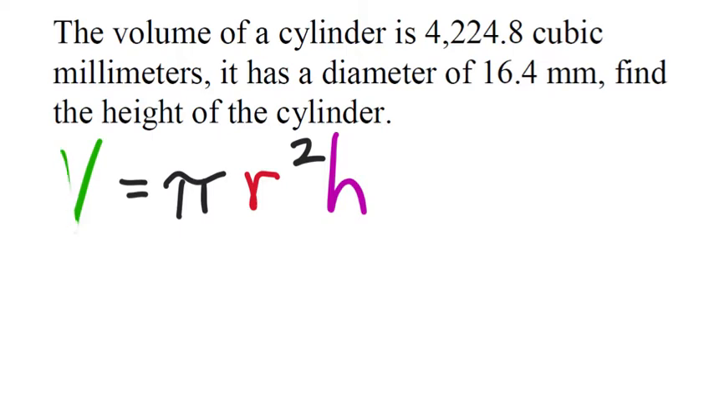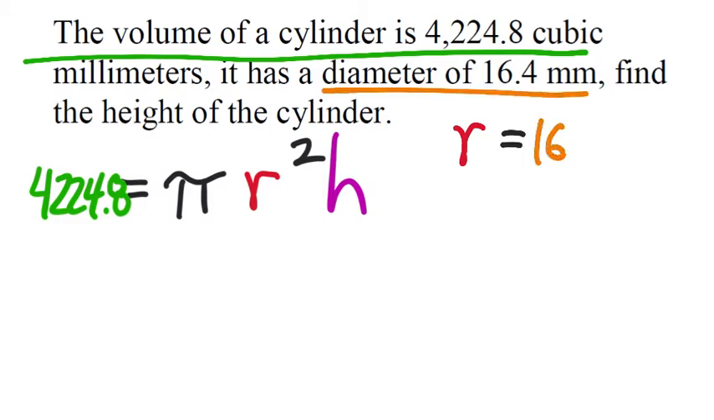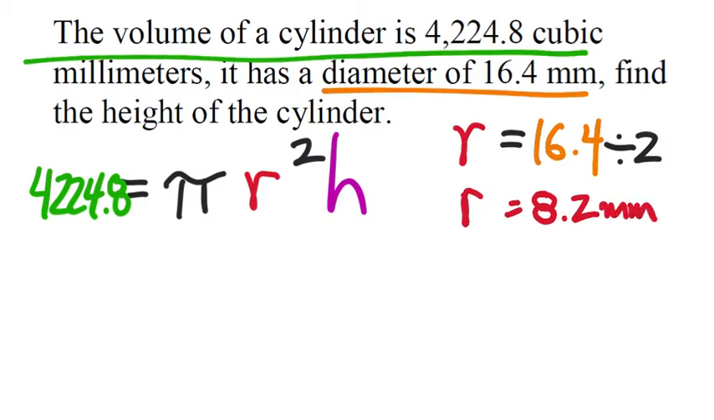Now, the volume was given, so I'm going to be replacing the V there with the volume that was given, the 4,224.8 cubic millimeters. They didn't give us the radius directly, though. So just remember that the radius is the same thing as taking the diameter here at 16.4, but you'd have to divide it by 2. Right? So that'll give us the radius. 16.4 divided by 2, I get 8.2. You can put millimeters if you'd like. And that means I can replace my R for radius with 8.2.